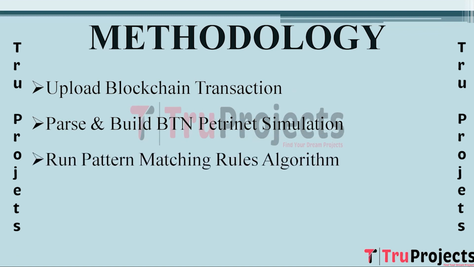Run pattern matching rules algorithm. Once the Petri net simulation is in place, the system runs a pattern matching rules algorithm. This algorithm is designed to scan the transaction data for specific patterns and characteristics that may indicate potentially unlawful financial activities. It identifies transactions or addresses that match these patterns, allowing for the detection and flagging of suspicious behavior.